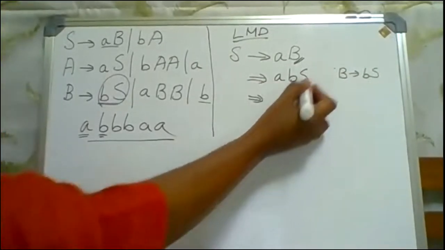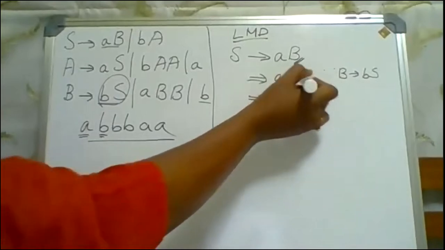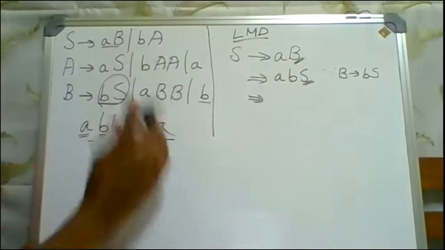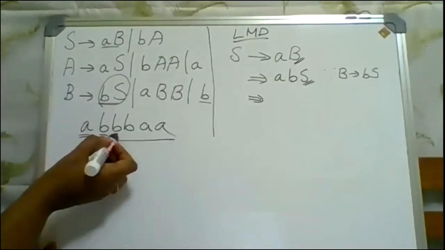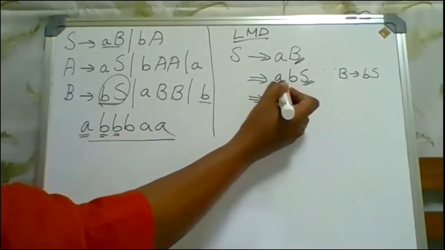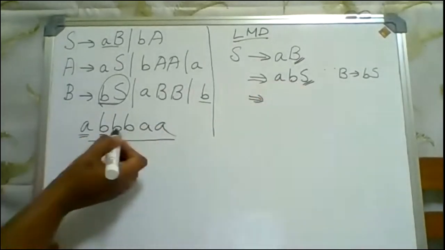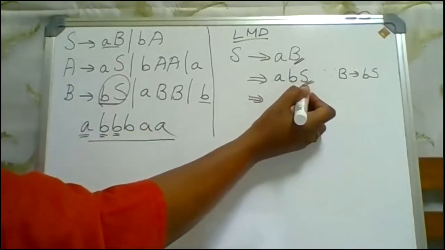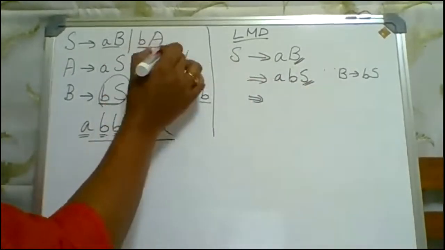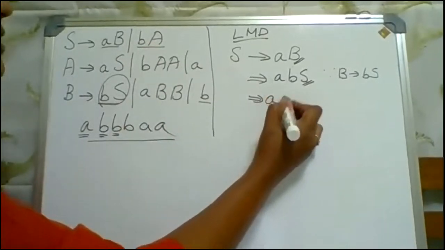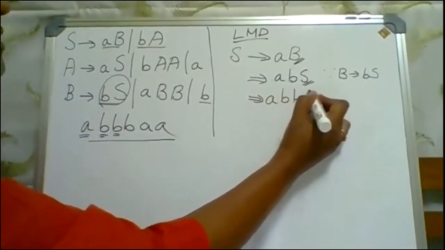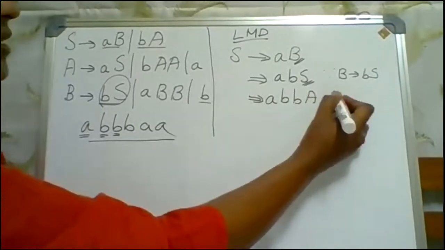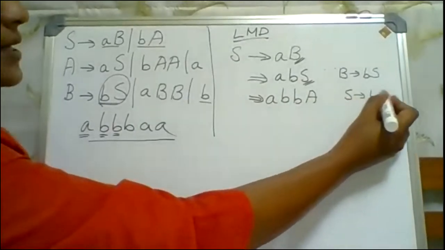In the next step, here also only one variable is there. We need to replace this variable S with any of the productions. Looking at the third symbol, we have obtained AB, so the third symbol is again B. So we need to replace the variable S with the production BA. So we will get ABBA, where S is replaced with BA.